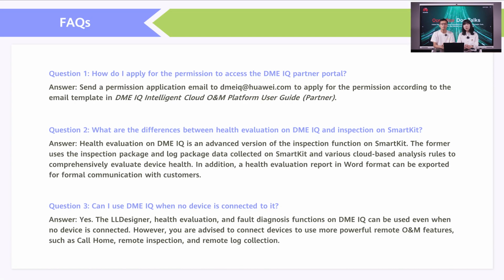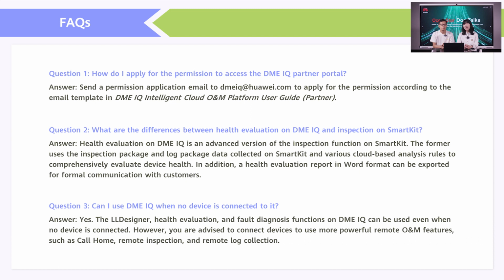Question 1. How do I apply for the permission to access the DME IQ partner portal? The answer is, send a permission application email to DMEIQ@huawei.com to apply for the permission according to the email template in the DME IQ user guide for partners.